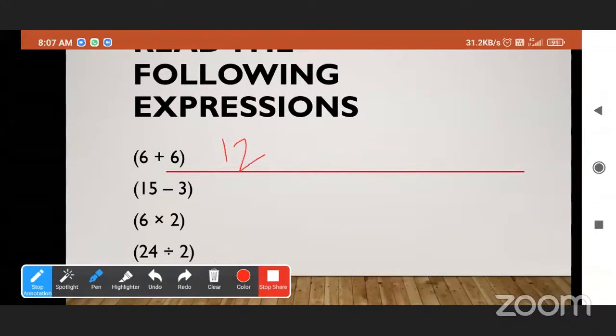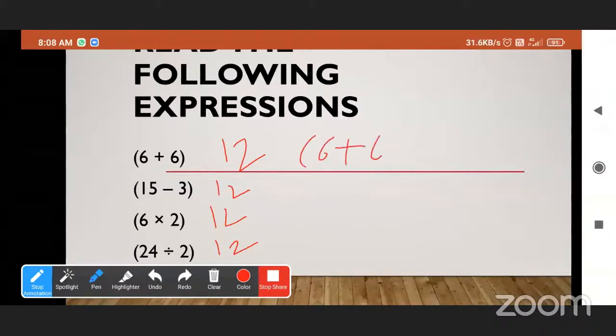Very good. And 15 minus 3 is? 12. 6 multiplied by 2 is? 12. Very good. Now 24 divided by 2 is? 12. Here, we can see that the value of each expression is equal. The value of all expressions is 12. So, these expressions are equal to each other. Now, we can write it as?